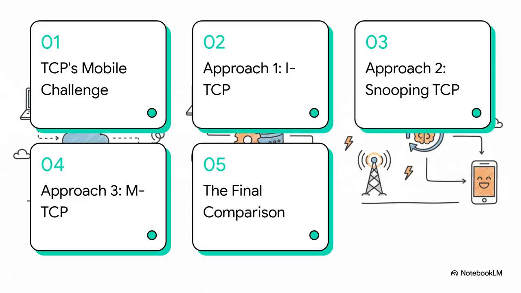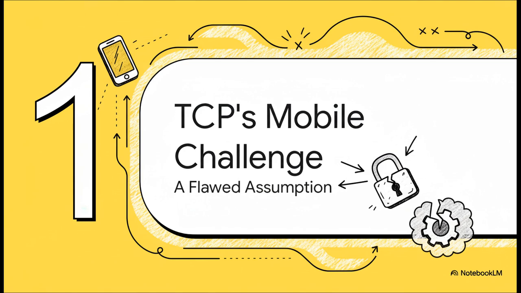So here's how we're going to break it down. First, we'll talk about why TCP even has a problem with mobile in the first place. Then we'll meet our three contenders: indirect TCP, snooping TCP, and mobile TCP. And to wrap it all up, we'll put them side by side to see how they really stack up. Let's do it. So what is the big deal with TCP on your phone?